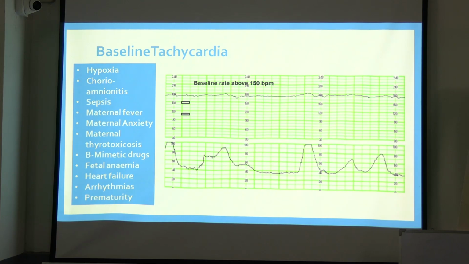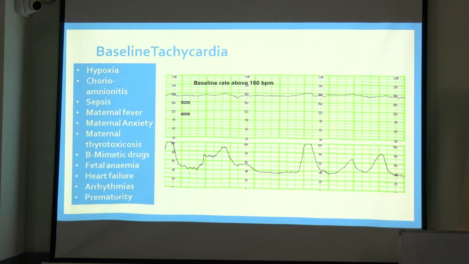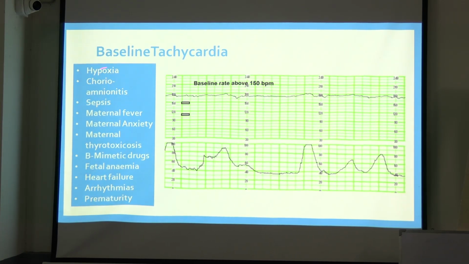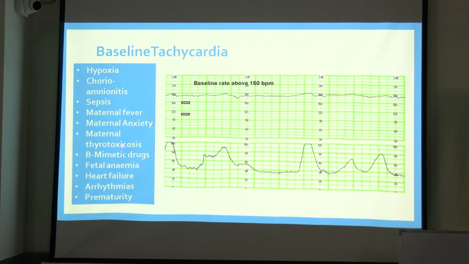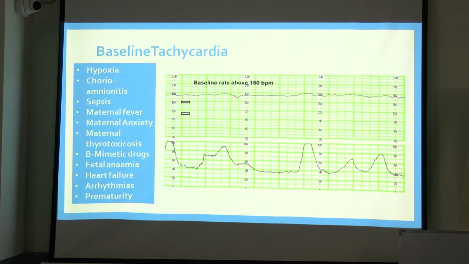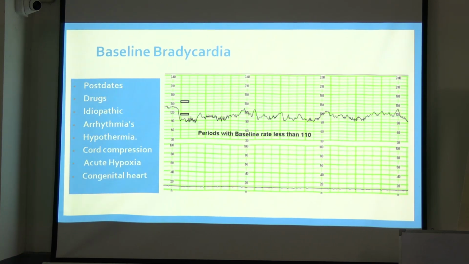Baseline tachycardia. Here, baseline tachycardia is there. This is 180. The baseline fetal heart rate is around 180. So, what can be the causes of baseline tachycardia? If hypoxia is there, chorioamnionitis, sepsis, maternal fever, maternal anxiety, maternal thyrotoxicosis, beta mimetic drugs, fetal anemia, heart failure, arrhythmia, or prematurity.